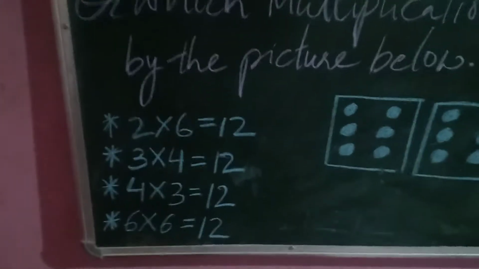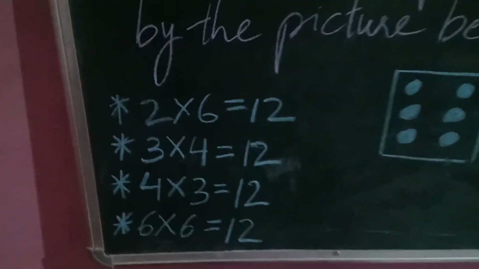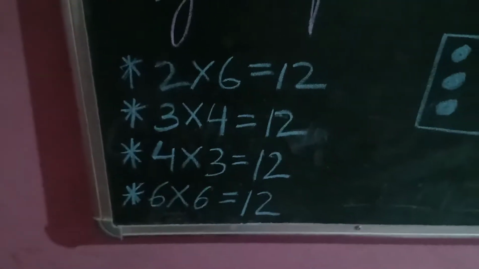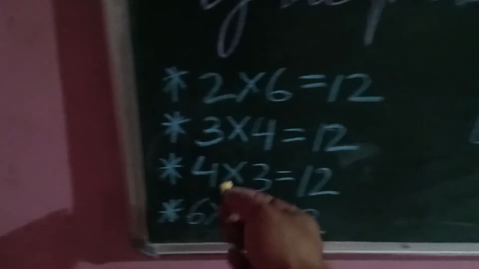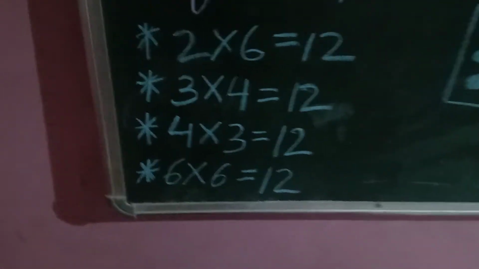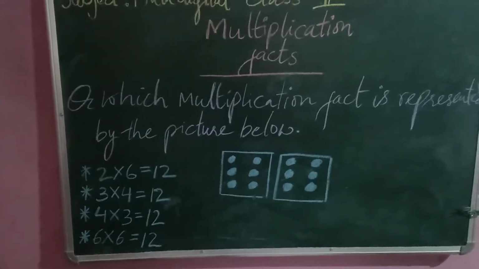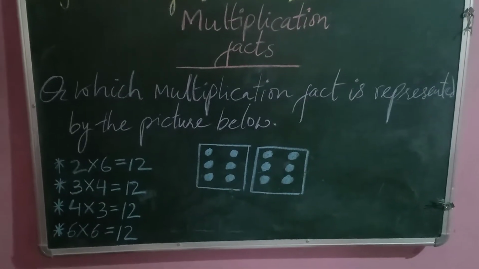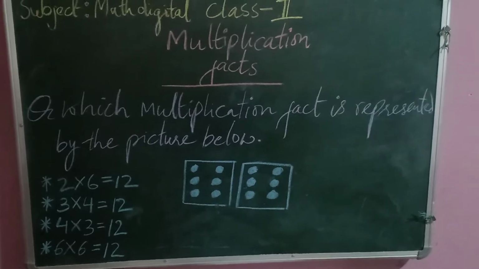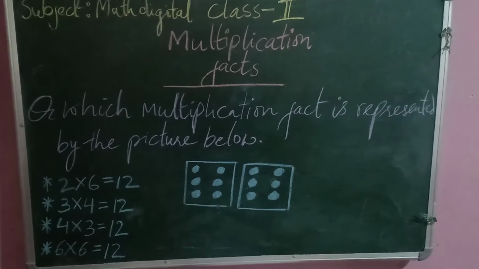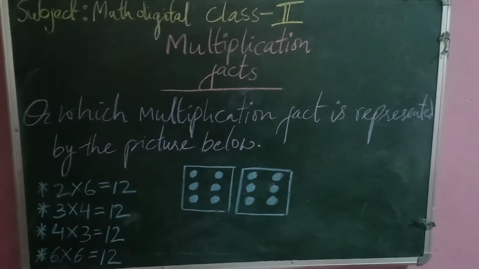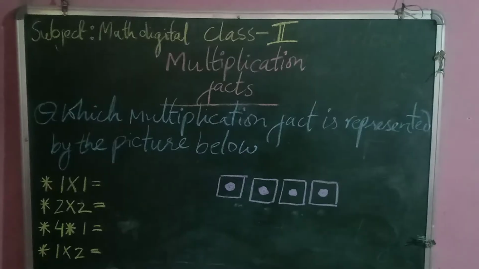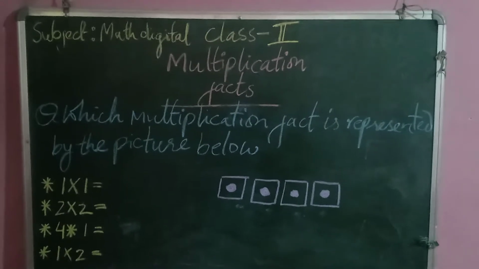I have given four options over here: whether it is 2 multiplied by 6, or 3 multiplied by 4, 4 multiplied by 3, or 6 multiplied by 6. You have to choose which one is the correct option. Let's move to the next question.